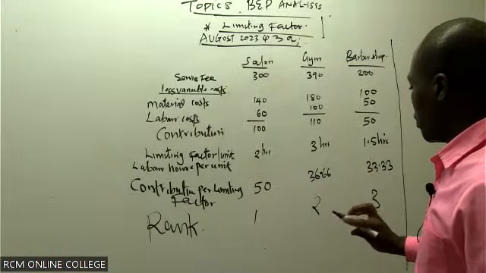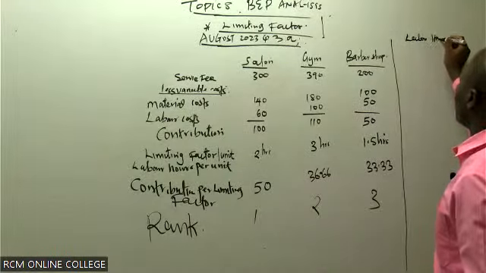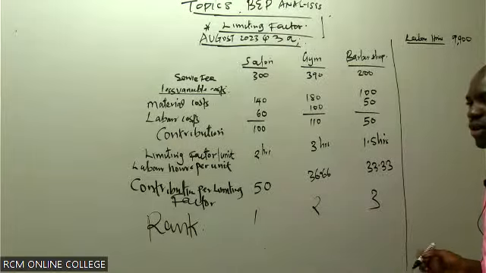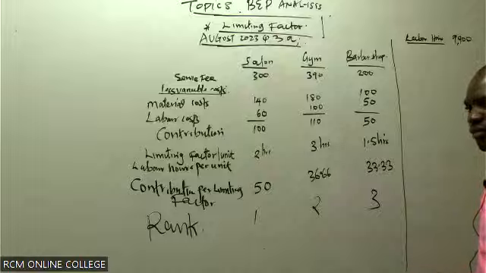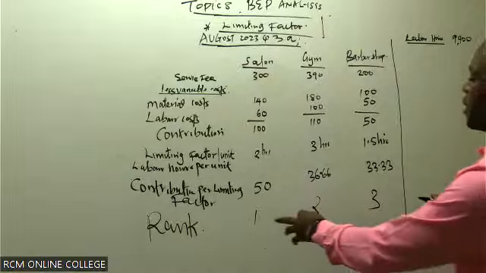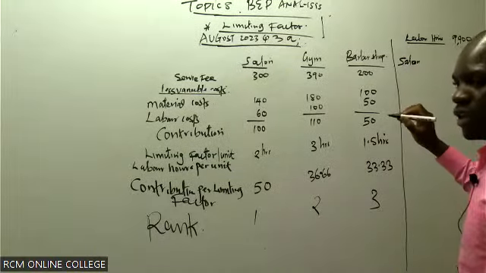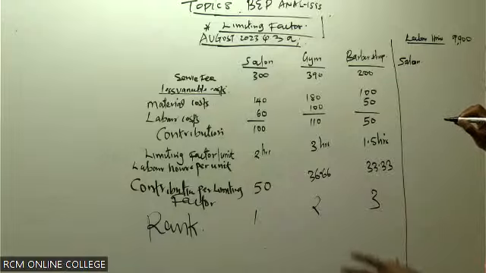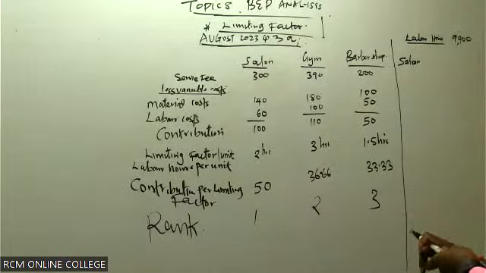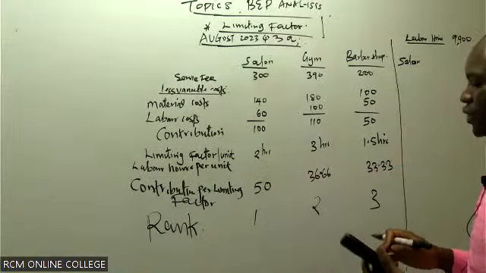Now, we were told that labor hours are limited to 9,900. Okay, having done that, we've been able to see that saloon comes first. In the saloon, we need 2 hours to serve 1 client.